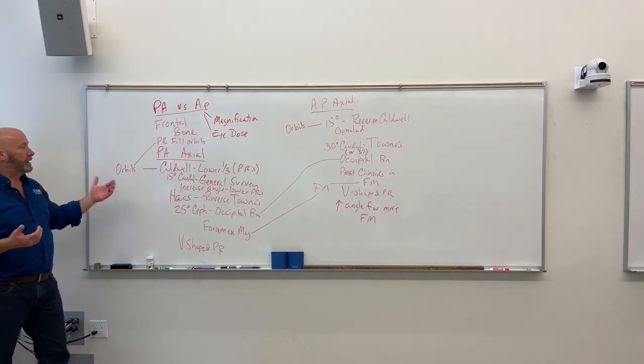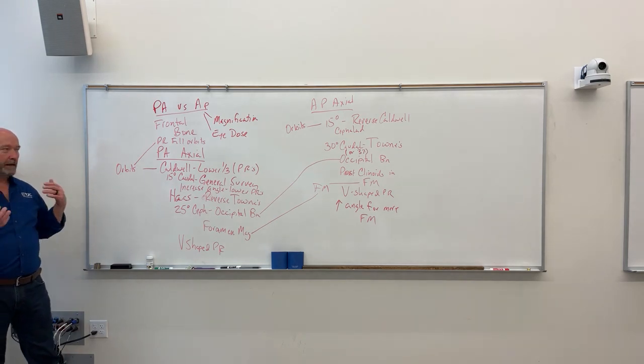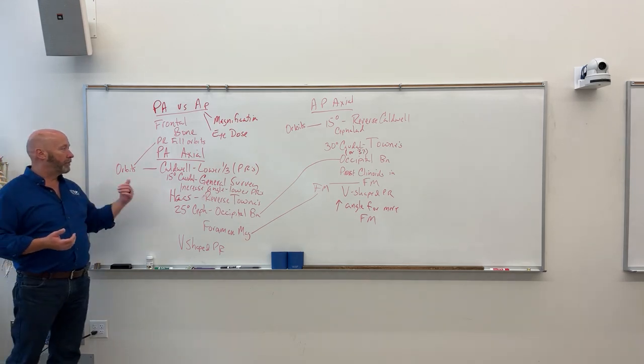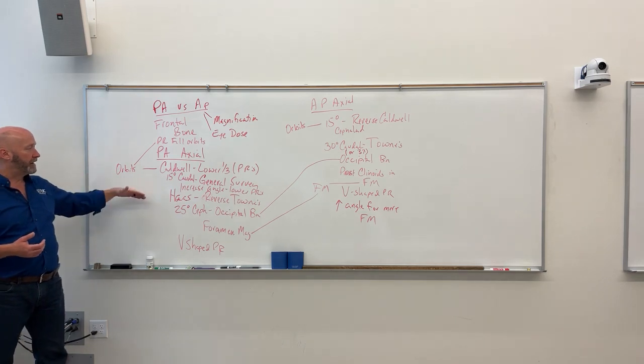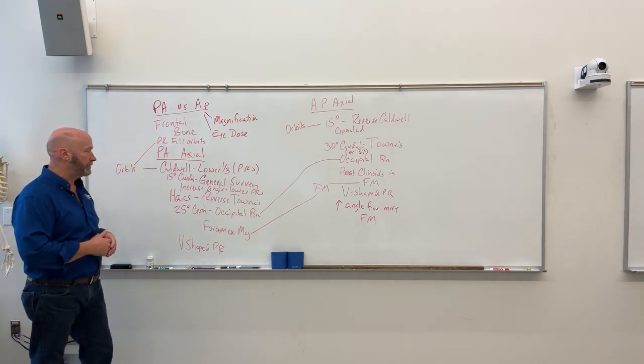And then we get into the PA and the AP axials, and we're going to kind of separate those two out, the AP and the PA axials. So we have two PA axials. If you remember, we've got one that is Caldwell, and the Caldwell utilizes 15-degree caudal angulation. It's what we refer to as a general survey view.